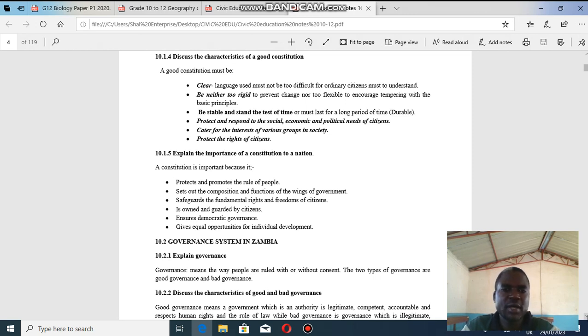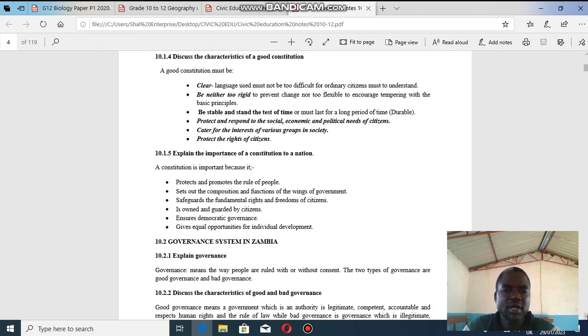So explain why a constitution is important to a nation. Number one, it protects and promotes the rule of law. They like asking this question. Two, it sets out the composition and functions of the wings of government, as we saw in the parts of the constitution. It safeguards the fundamental rights and freedoms of citizens. It is owned and guarded by citizens. It ensures democratic governance and gives equal opportunities for individual development.